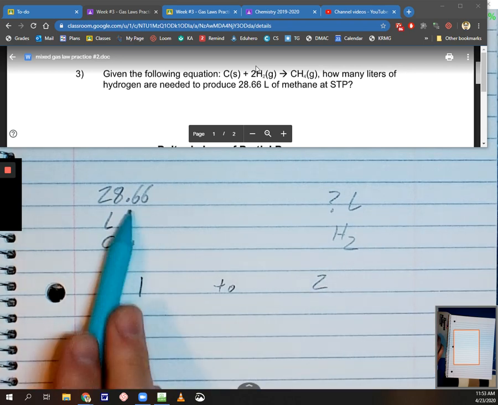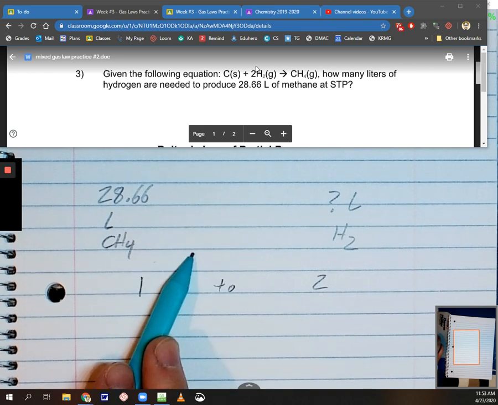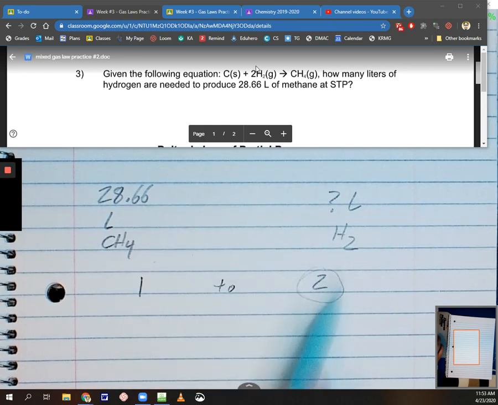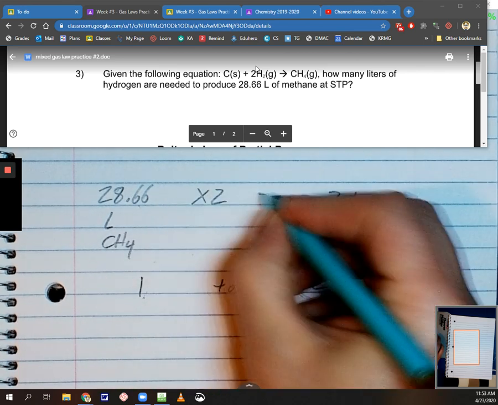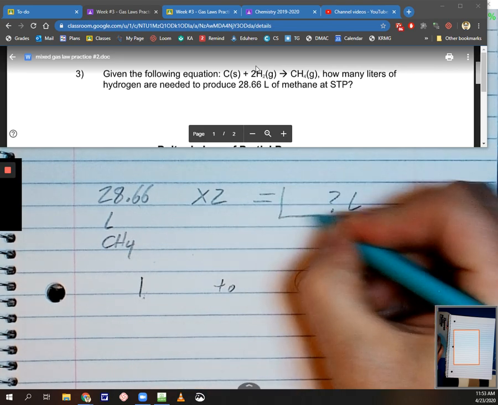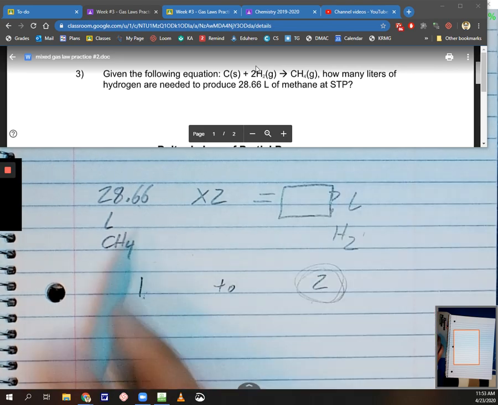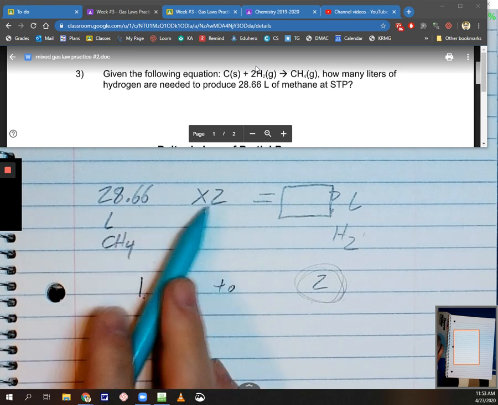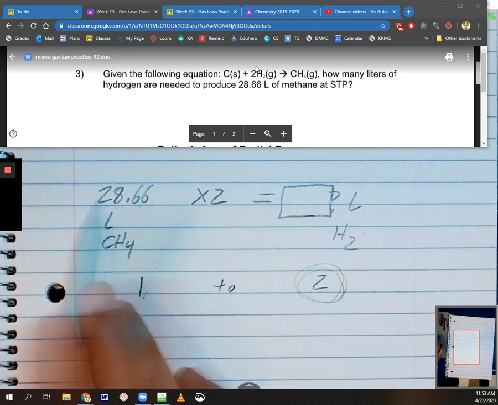So even if I change this into moles, I know that I'm going to have twice as much of what I started with, and then when I change it back into liters, all I have to do is take this number times 2 to get this answer. I'm not going to tell you what 28.66 times 2 is, but I trust that you guys can do that.